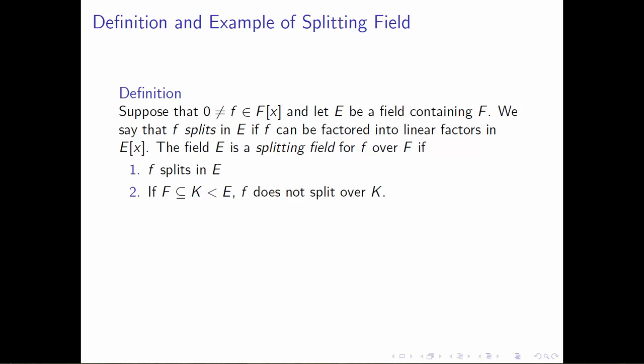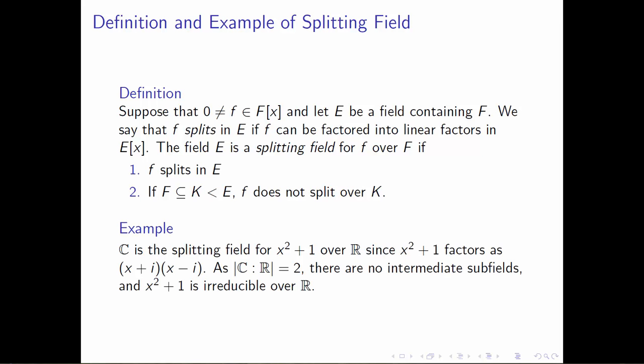We say that the polynomial f splits in the field E if f can be factored into linear factors in E adjoined x. We then go further to say that the field E is a splitting field for little f over capital F if, first of all, the polynomial splits in the larger field, and if it doesn't split in any smaller field. So if you have F contained in K, which is strictly less than the field E, then f does not split over this smaller field K.